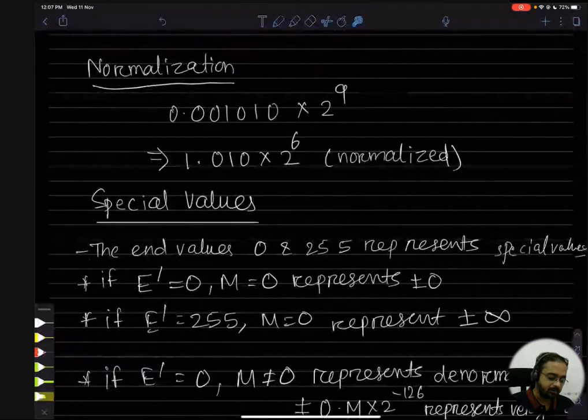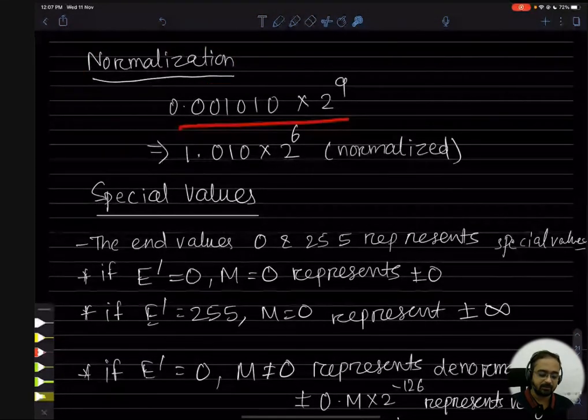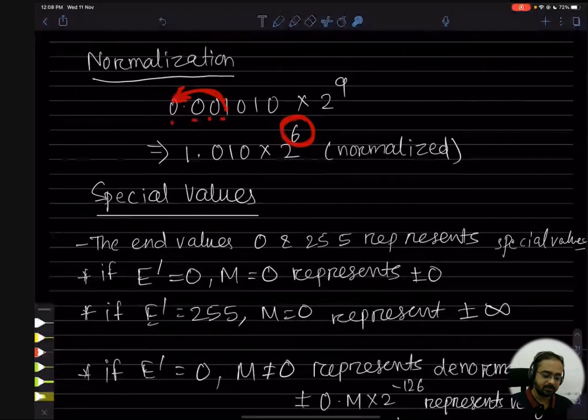And I have told you about normalization. What is normalization? If a number is something like this, you have to normalize it. Then you have to make the first non-zero digit in the first place, and then there will be a decimal point. So how to convert it into decimal? Just shift this bit here. So if you are shifting this bit here, that means you have to change the exponent. So 1 is shifted 3 places, so reduce 3 from this.